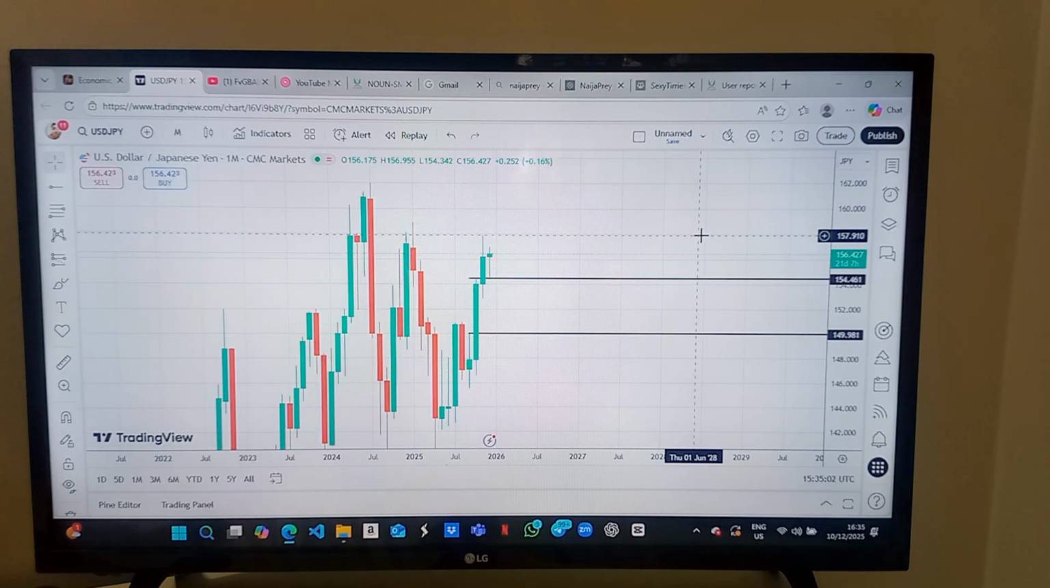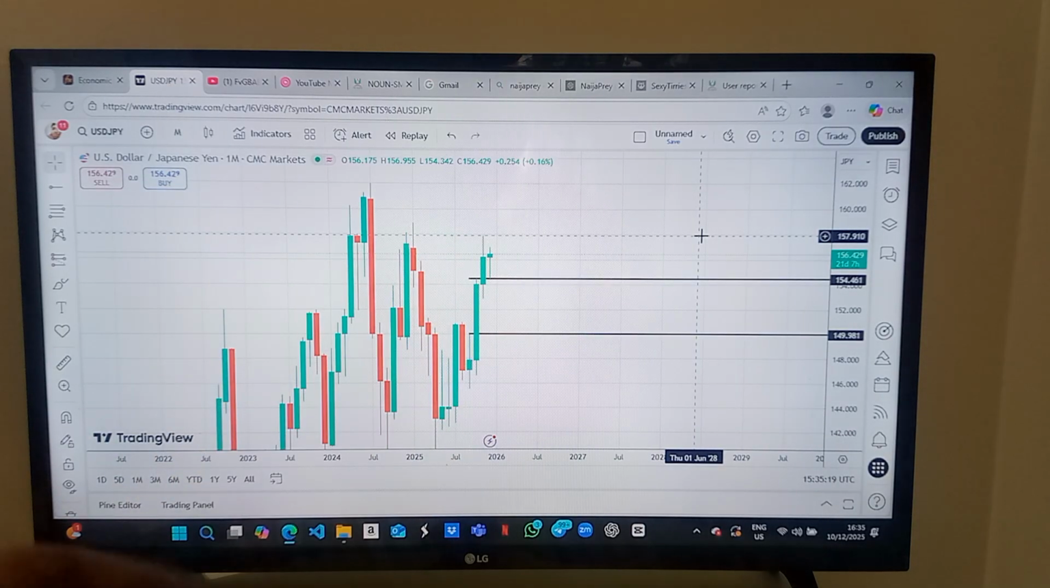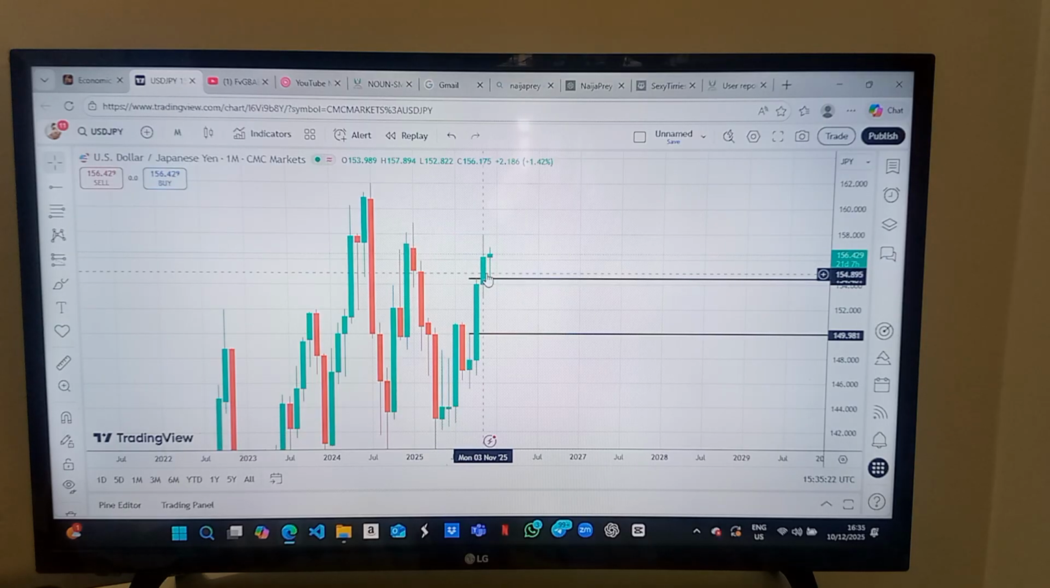So in this video, I'll be showing you guys how I locate my fair value gaps, and also valid fair value gaps and invalid fair value gaps. Now look at this chart. This is USDJPY monthly time frame, right? Every candlestick here took 1 month to form. So this candlestick was November, and this one that is currently printing is December.